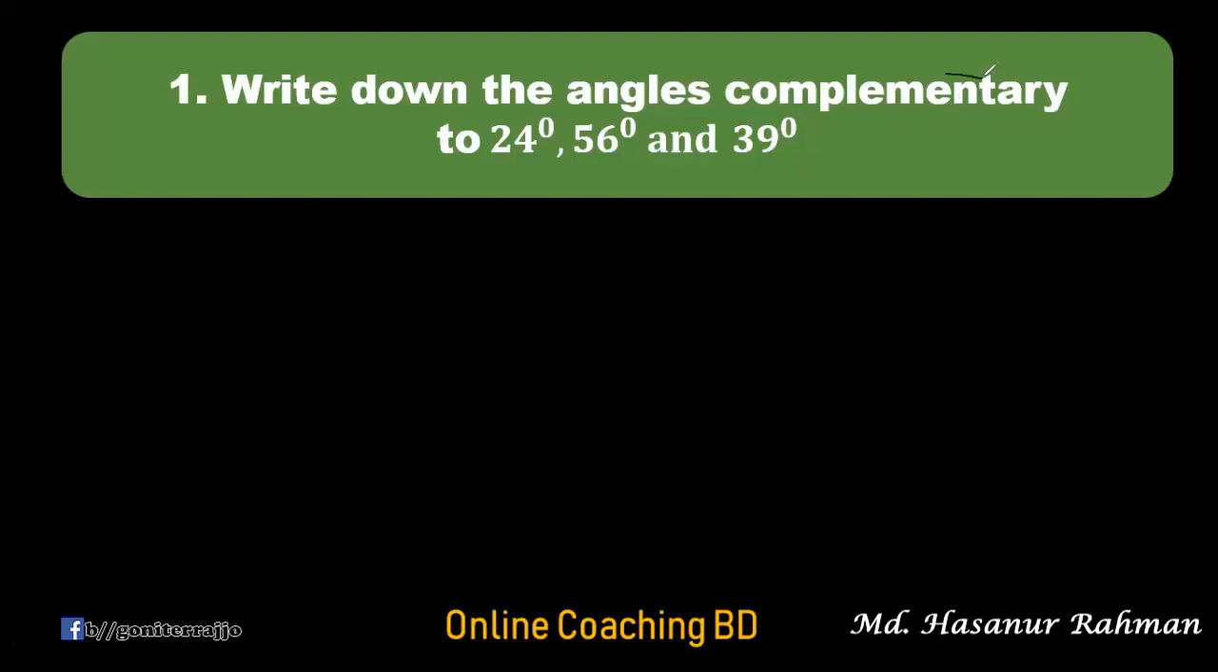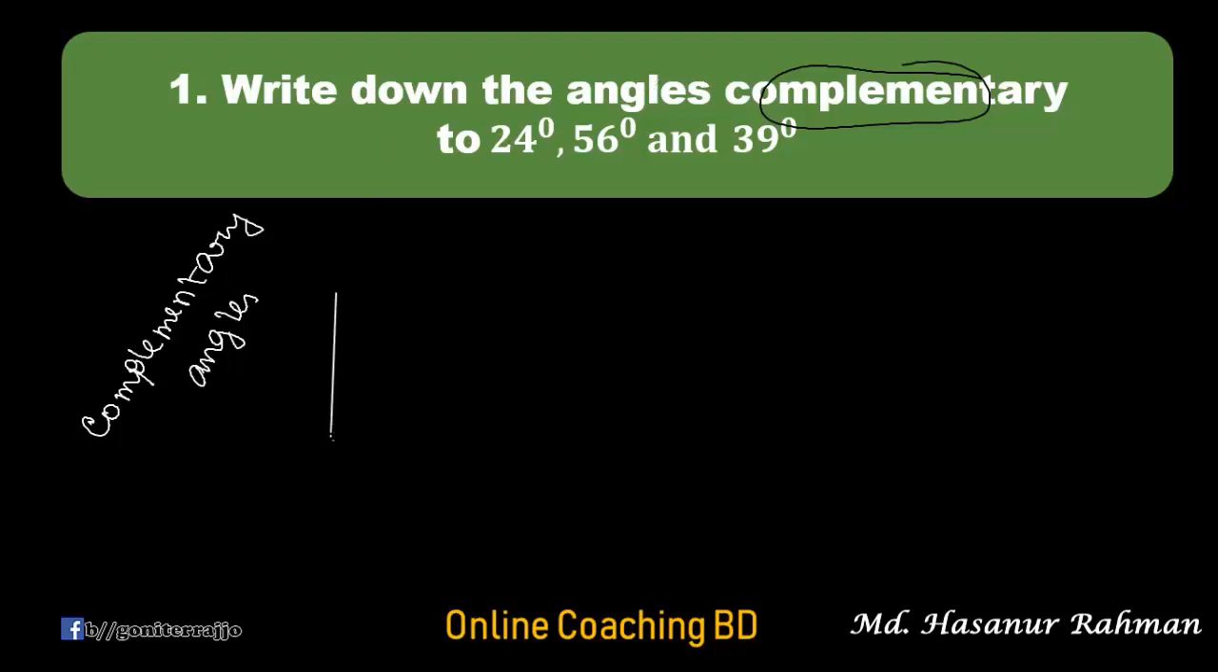So at first we have to understand what is actually complementary. We can say two angles will be complementary to each other if the summation of these two angles will be 90 degree. And another thing is very important, these two angles will be adjacent angles. Suppose this is a 90 degree. We're drawing another angle. If we add these two angles, and the summation is 90 degree, then we can say this angle is complementary to this angle, or this angle is complementary to this angle.